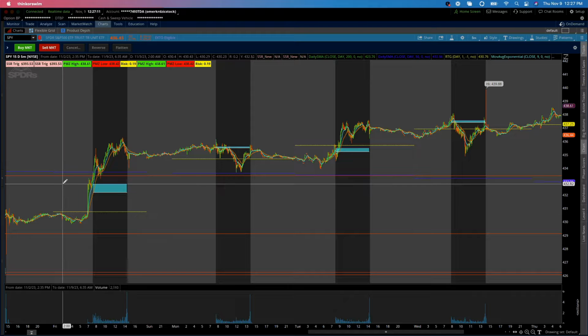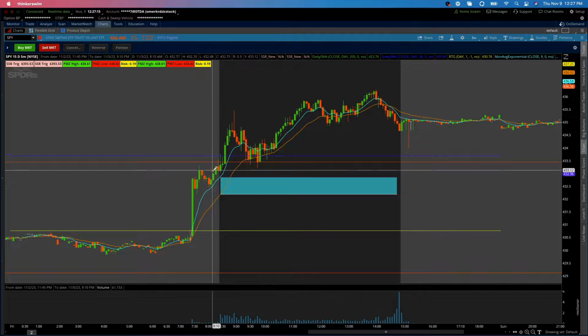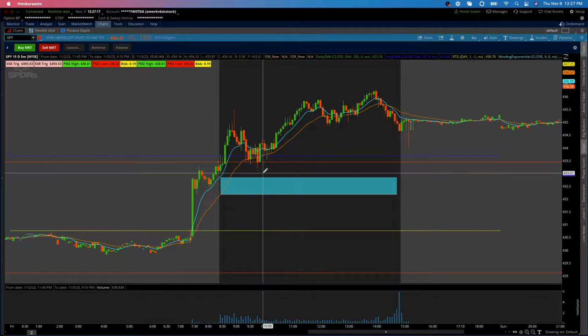Let's take a look at Amazon for a few days here. This was an example, right, where it actually opens up above the PMZ, pulls back.